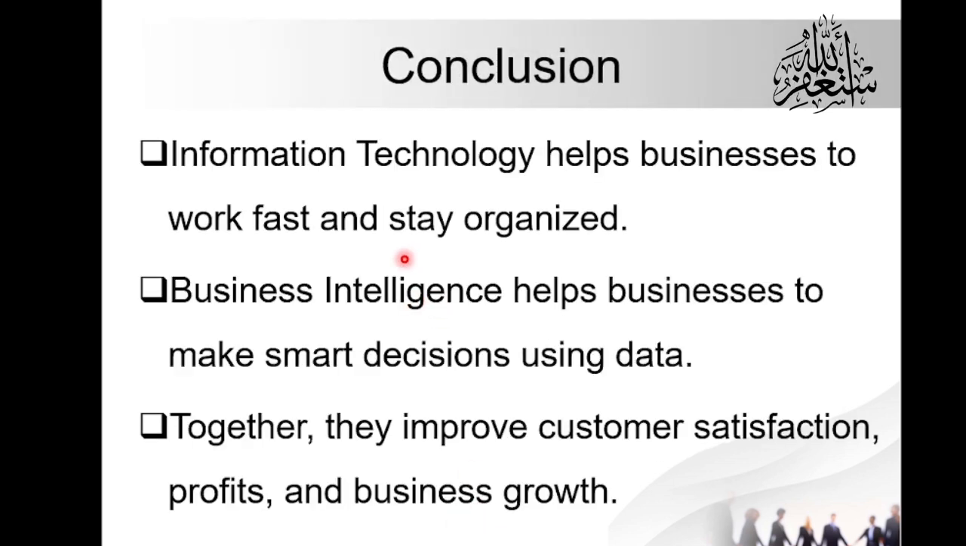That gives a conclusion to this chapter. What we have discussed: information technology helps businesses to work fast and stay organized. Business intelligence helps businesses to make smart decisions using data. Together, they improve customer satisfaction, profit, and business growth. So this is all from this chapter.